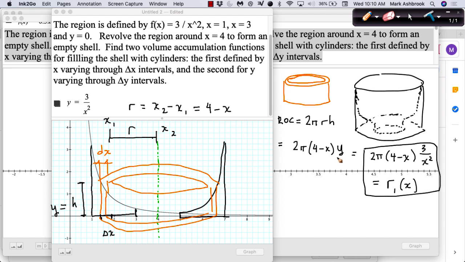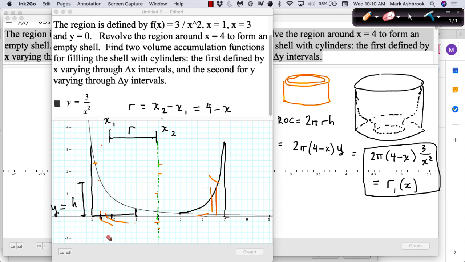Okay, if you've started on y, that's good. Let's give it a shot here. It's harder. See if I can erase only the orange. So now y is increasing through delta y intervals. Still got the same empty shell. Here's the empty shell. I don't know how to describe that, but it's got a hole in the bottom. It's kind of like another kind of bowl here with a big hole in the bottom of it.